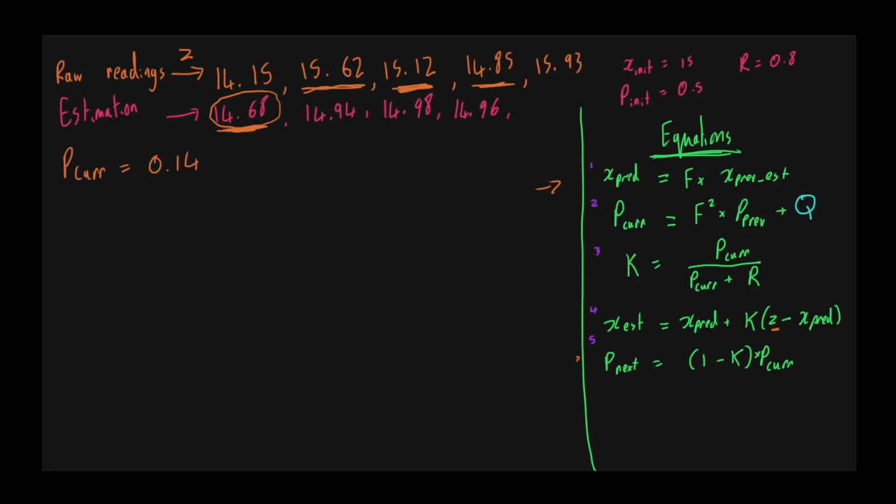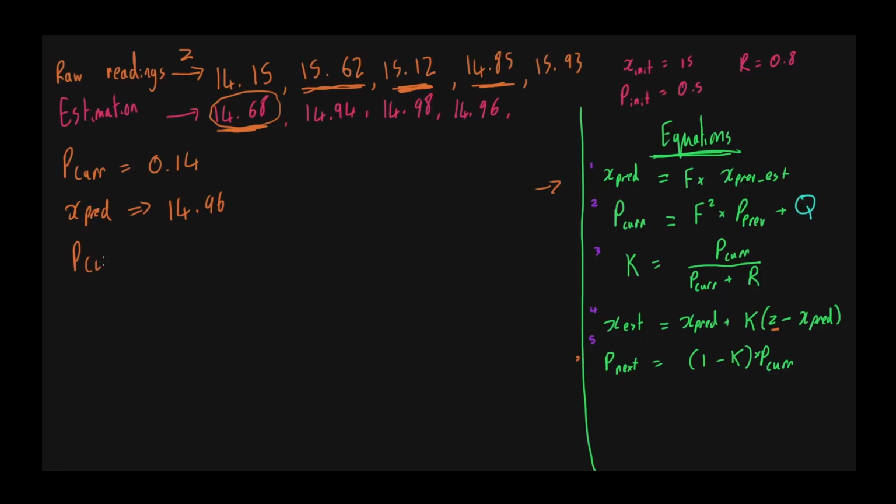Okay, and then let's do the calculations for that. X predicted, remember, simply equals the last estimate, and that's 14.96. Remember, we're using a constant model, so we can just use the last one. And then obviously if you have a model, you have to deal with the model.